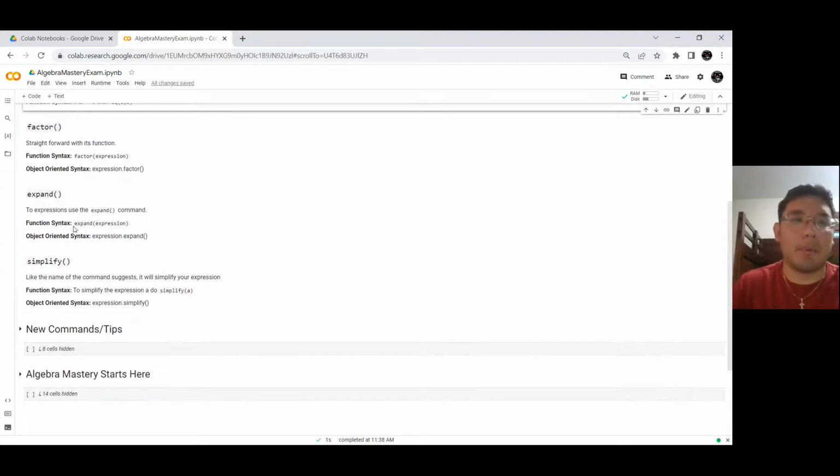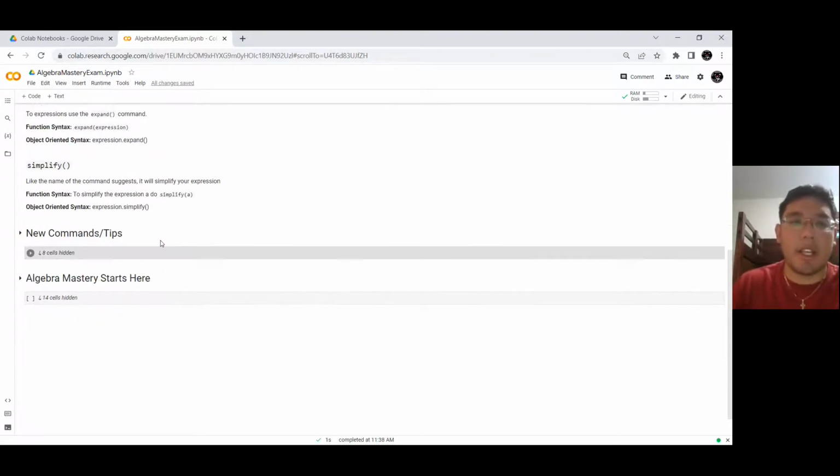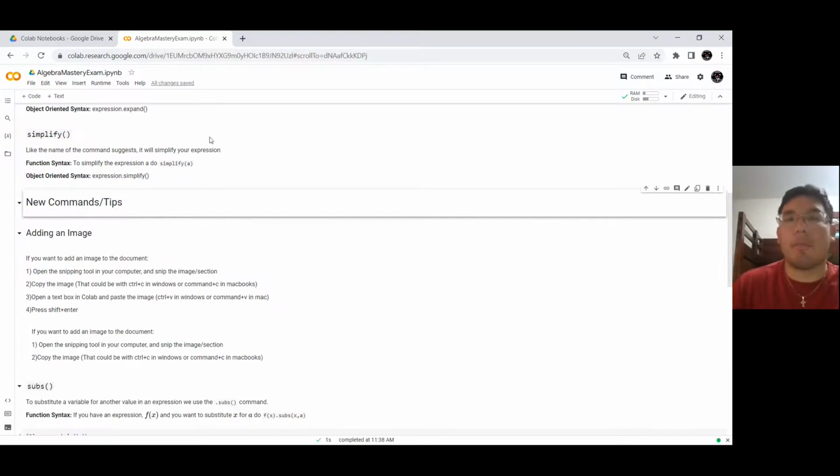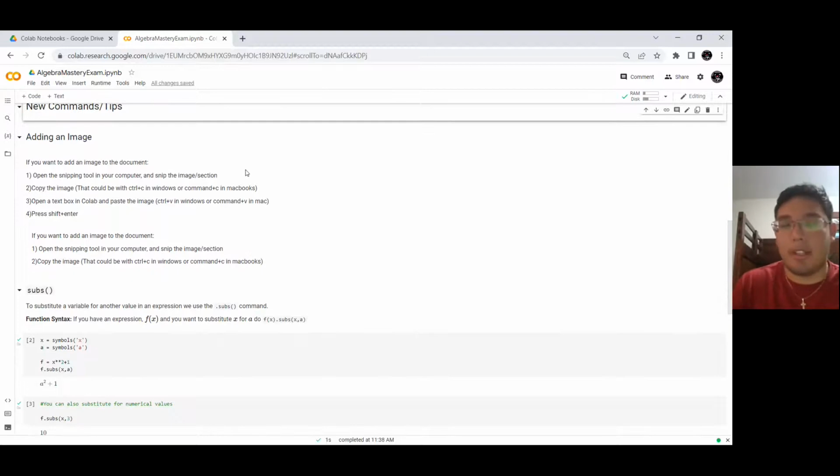Similar to both the previous ones, both expand and factor, simplify does the exact same thing. You can simplify the expression, or you can write the expression dot simplify. So those are commands that you've seen before, perhaps in the test drive and in other documents. So what are the new things that you might see in this document?